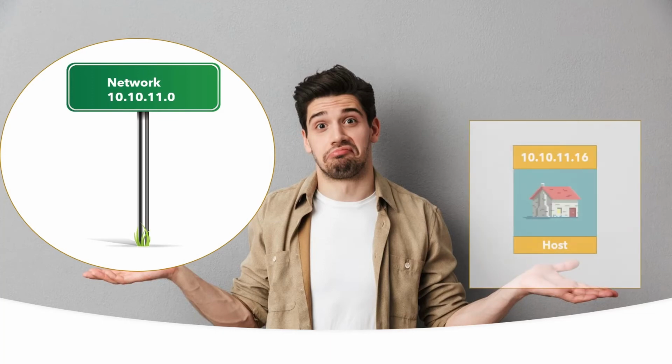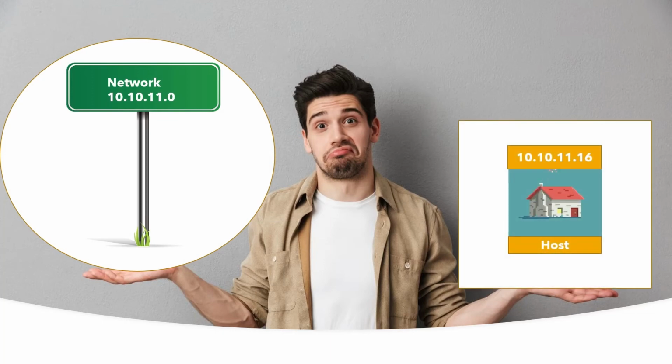So now you're probably wondering how IP addresses actually work within a network. In order to do that, we have to talk about the purpose of an IP address. An IP address actually has 2 purposes. The first purpose is to identify the network. The second purpose is to identify what hosts are on that network.